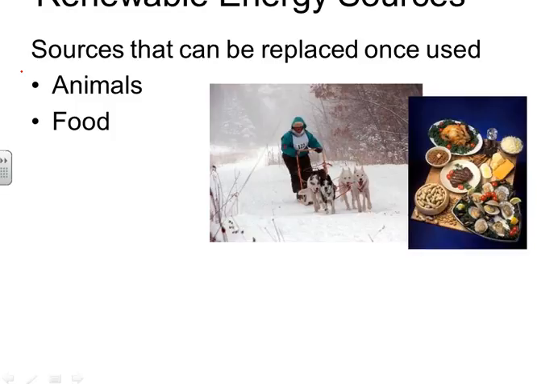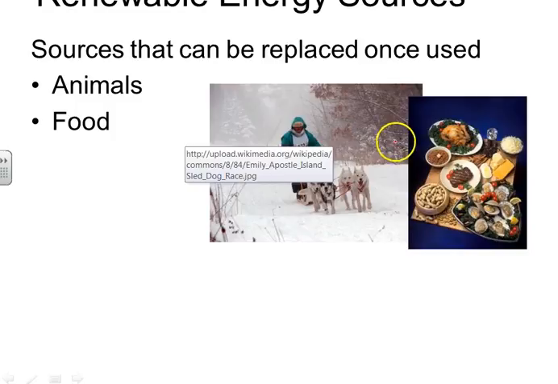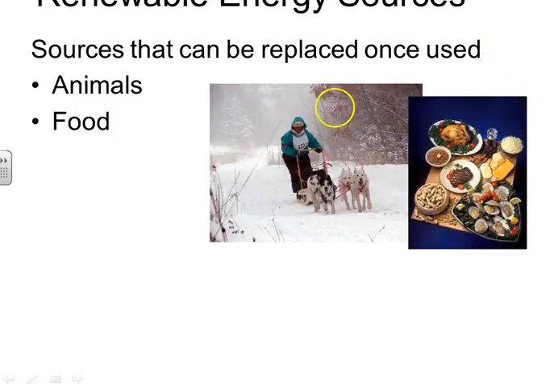Food, as long as we're able to grow food, although this is a problem in some areas. Same thing here. Certain areas of the world didn't develop industrially the way others did, primarily because of the availability of animals that could be domesticated and used as energy sources. Food is another problem.